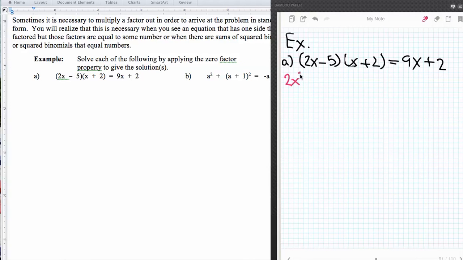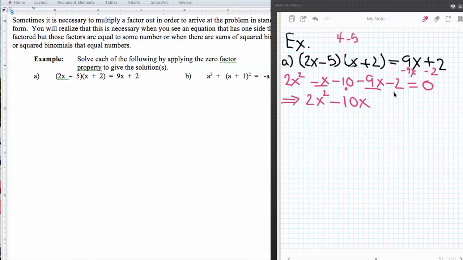2x times x, which gives me 2x squared. Outside gives me positive 4. Inside gives me negative 5, so I'm going to get a negative x, and then a negative 10, and then I'm going to have a negative 9x as I bring this from this side, right, negative 9x, and I'm going to have a negative 2 as I bring this from that side, and then the right side's going to equal 0. And now I'll combine my like terms, so now I'll have a 2x squared, and I'll have an x here, and a 9x here, and that's going to make a negative 10x, and then I'll have a negative 10 here and a negative 2 here, which will make a negative 12.